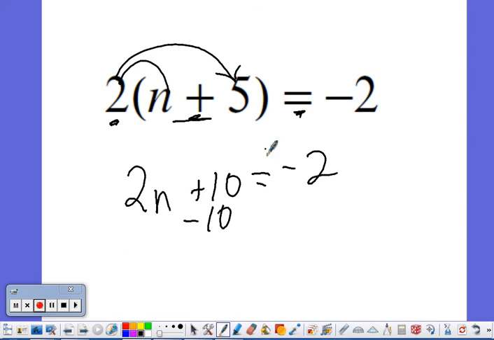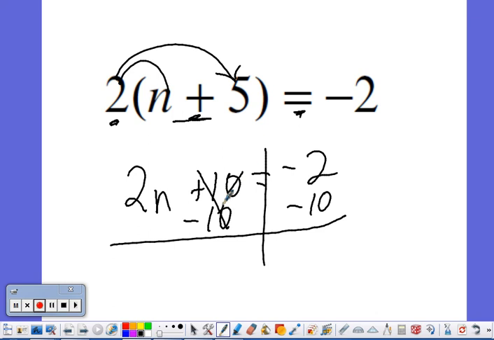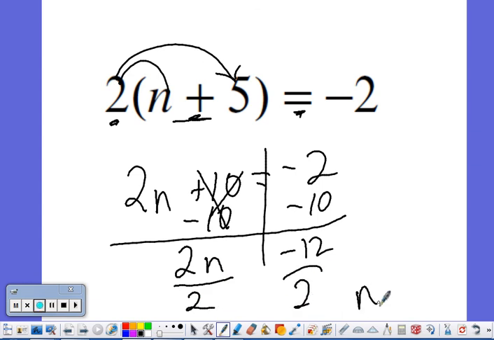Subtract 10 from both sides, draw my river, draw the line. This cancels out. What's left is 2n is equal to negative 12. From here, divide both sides by 2, and I get n, because 2 over 2 cancels out. Negative 12 divided by 2 is equal to negative 6.